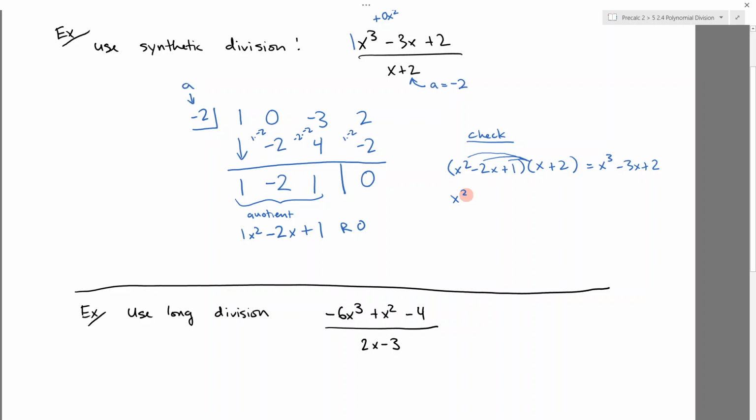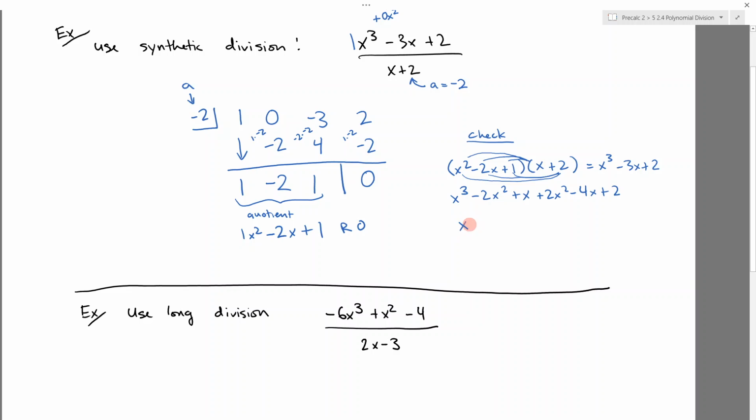So that's x cubed minus 2x squared plus x. And then this times this, this times this, this times this. So plus 2x squared minus 4x plus 2.